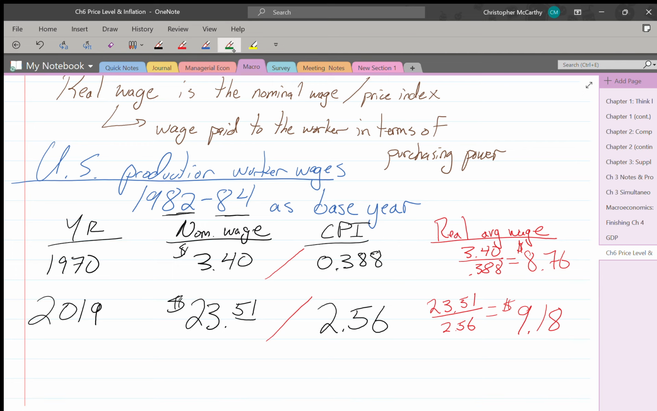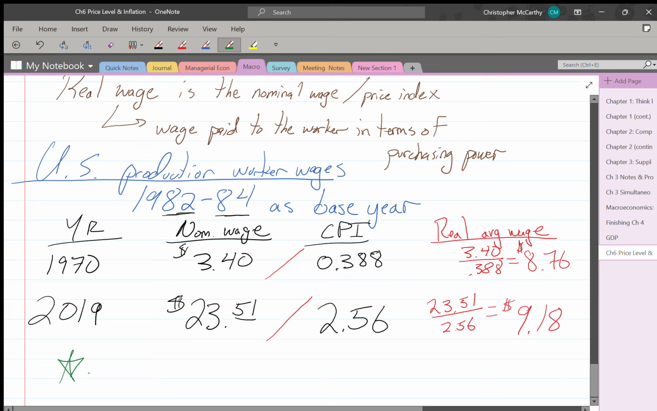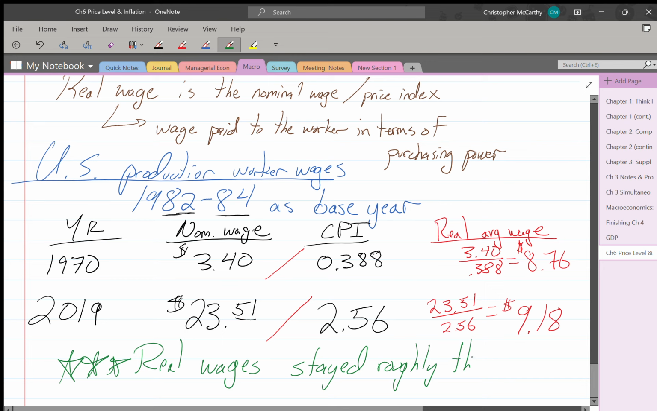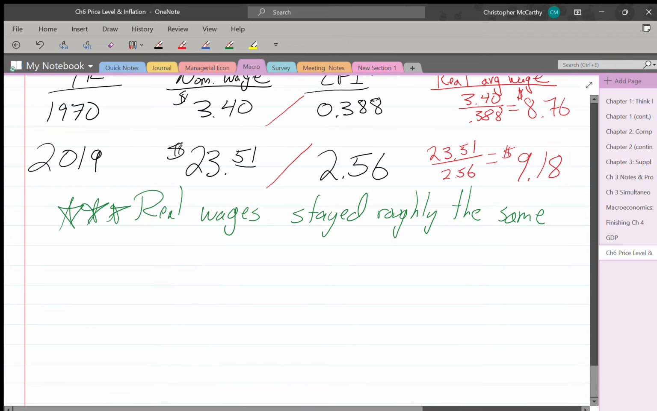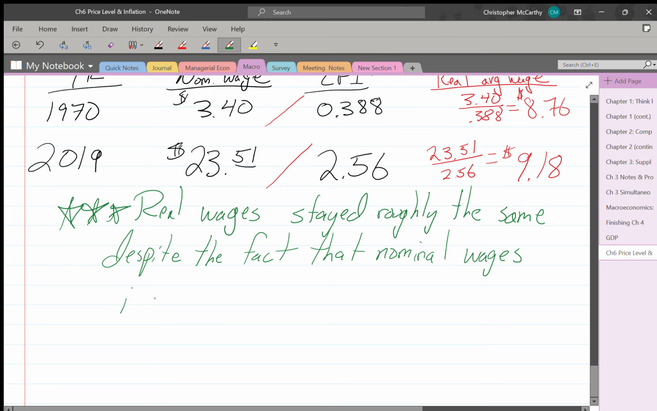So what have we found? What can we say? Well, the real wages have stayed roughly the same, despite the fact that nominal wages increased by a factor of almost seven times.